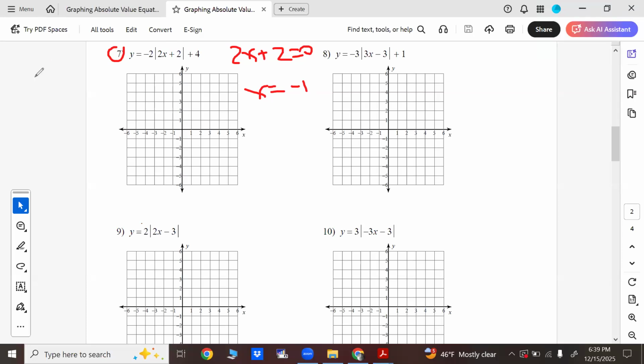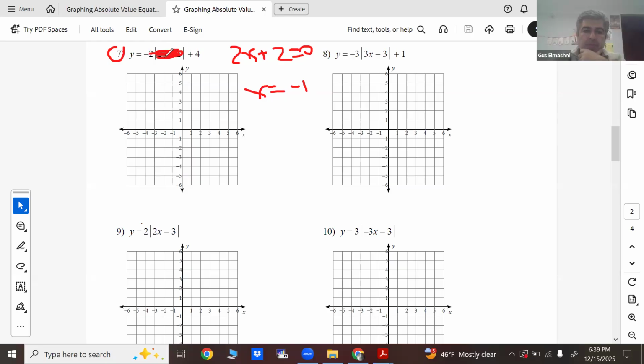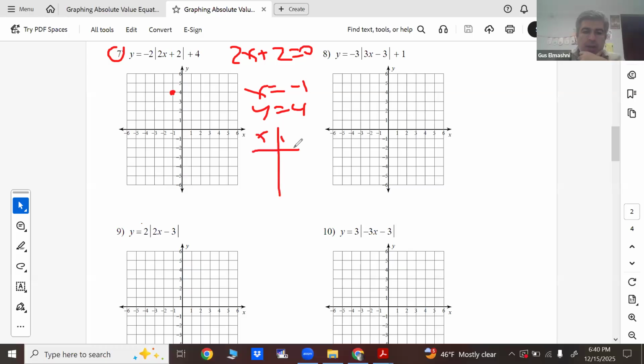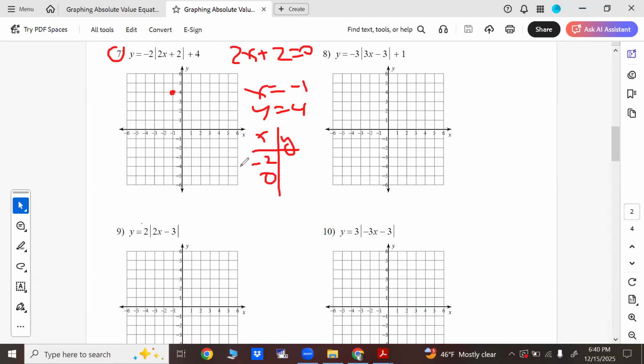What did y equal? 2 times -1, -2 plus 2, 0. Right. So then that's wiped away. And what are you stuck with? Plus 4. Good. So negative 1 comma 4. Then we'll plug in numbers close to negative 1. So negative 2 and 0. Maybe we'll start with 0. Plug 0 in, what happens?